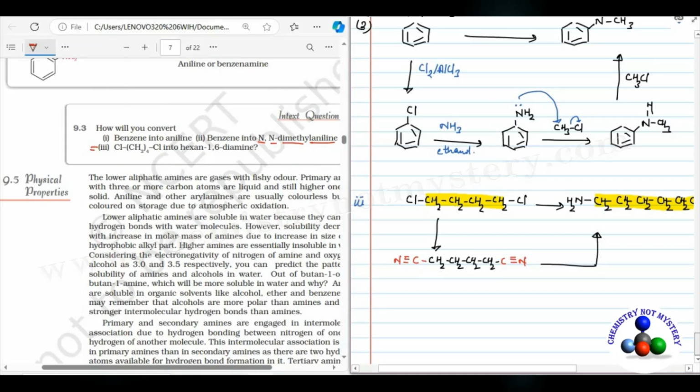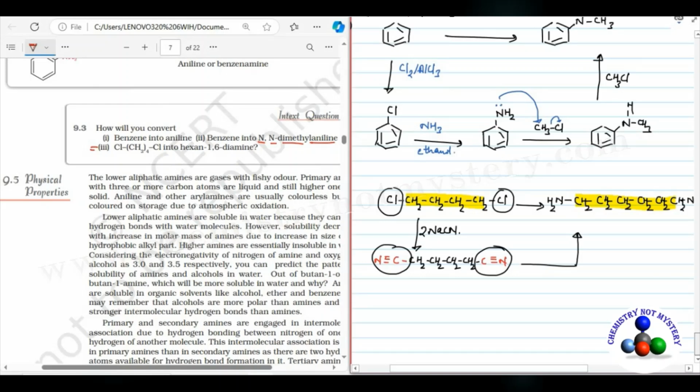Now write the reagent. For the addition of nitrile group, you have to react this molecule with NaCN, 2 moles of NaCN, to replace 2 Cl with 2 CN groups. You require 2 moles of NaCN. Now when it undergoes reduction, LiAlH4 can reduce this nitrile into amine. That's how you can carry out the third conversion.